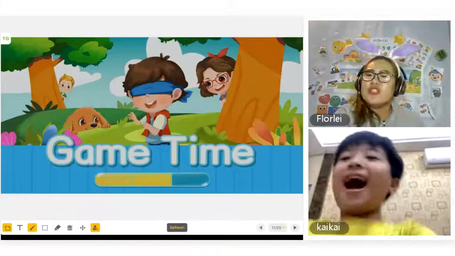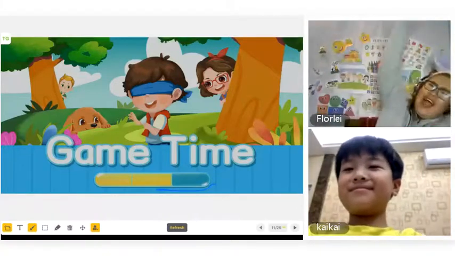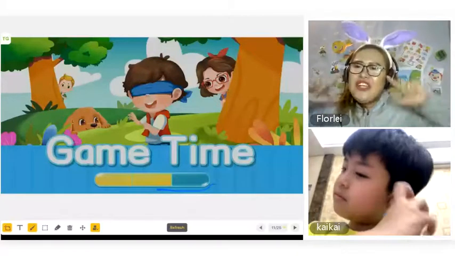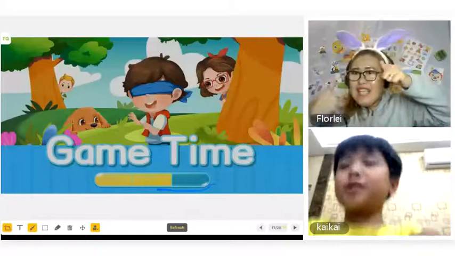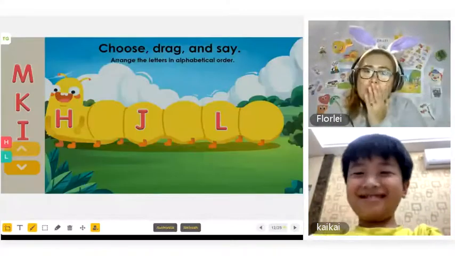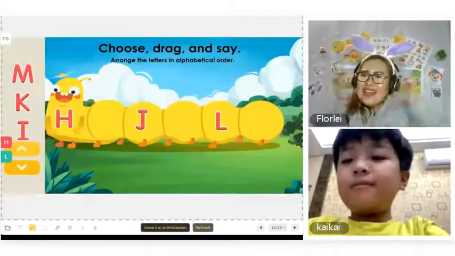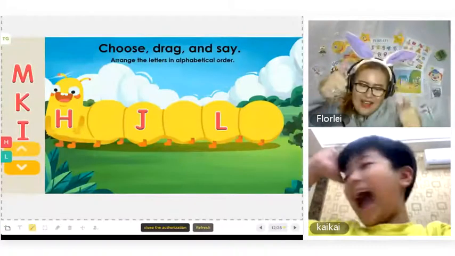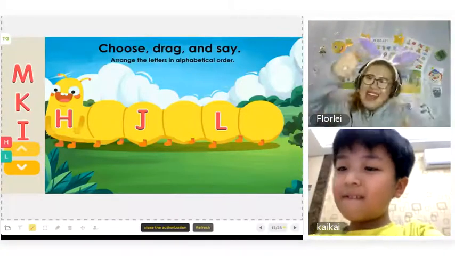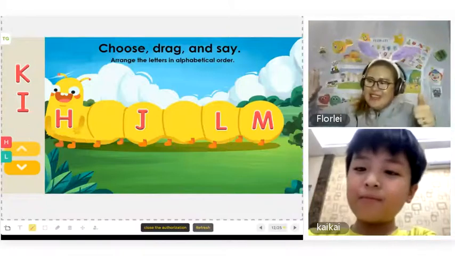Let's swim, swim, swim to page 11. Go! Fly to page 11. Game time. Are you ready to play some games? Go! Choose, drag, and say. Can you do it? You can do it. Can you do it? Come on, Kai Kai, you can do it.